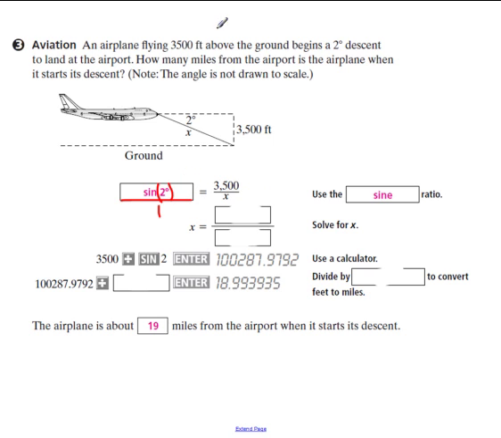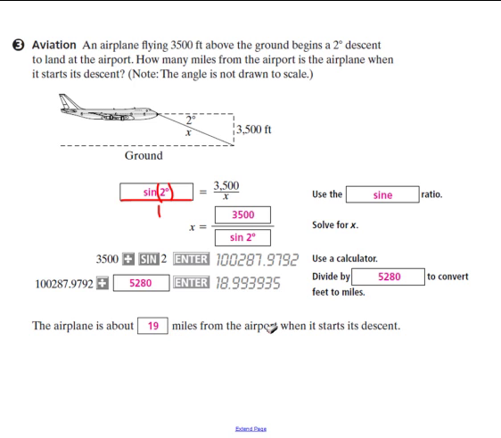Again, you cannot multiply the 2 and the x. You have to take the sine first. Anyway, we end up getting 3,500 over sine of 2 degrees. Punch that into our calculator, get an approximation, and that gives us a value, but notice they say how many miles, and here we were using feet. So our answer comes out in feet, right, over 100,000, but then we divide by the conversion between feet and miles, 5,280 feet in a mile, so we divide by 5,280, and we get just about 19 miles.